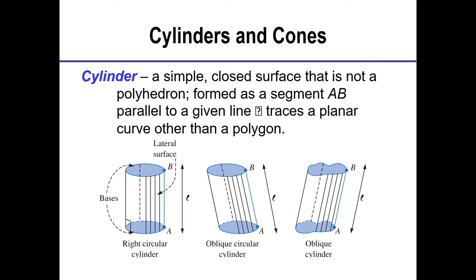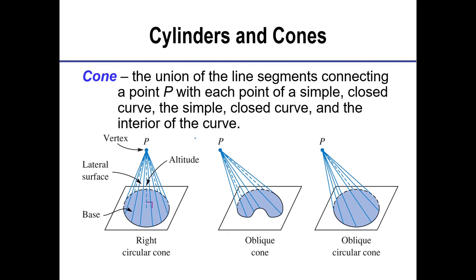A cylinder is a simple closed surface that is not a polyhedron, formed as a segment AB parallel to a given line that traces a planar curve other than a polygon. A cone is the union of line segments connecting a point P with each point of a simple closed curve, the simple closed curve and the interior of the curve.